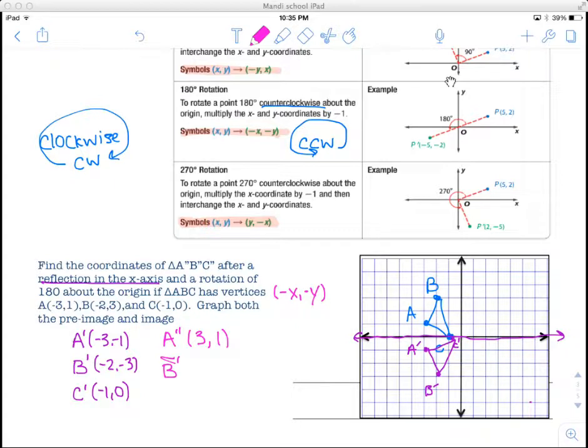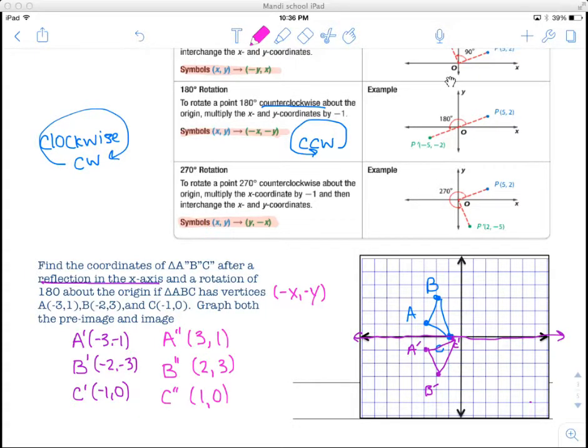B double prime, we're going to have a negative x, so that's a positive 2, and a negative y, which is a positive 3. And then we're going to have C double prime, which is going to be a positive 1, 0.